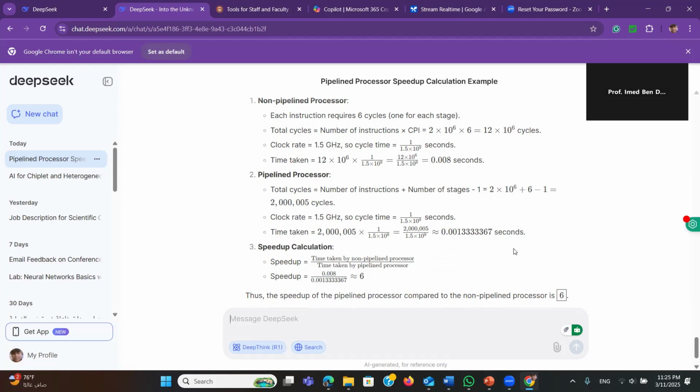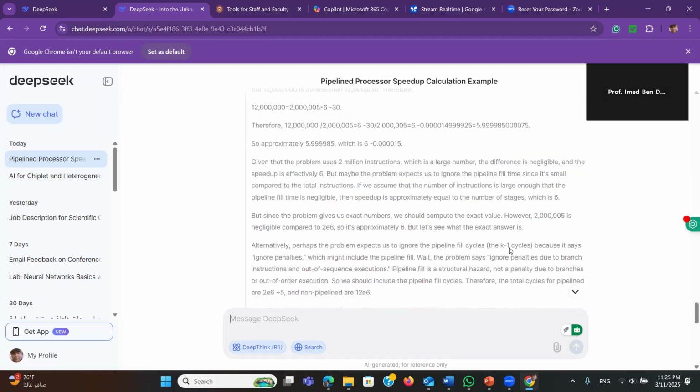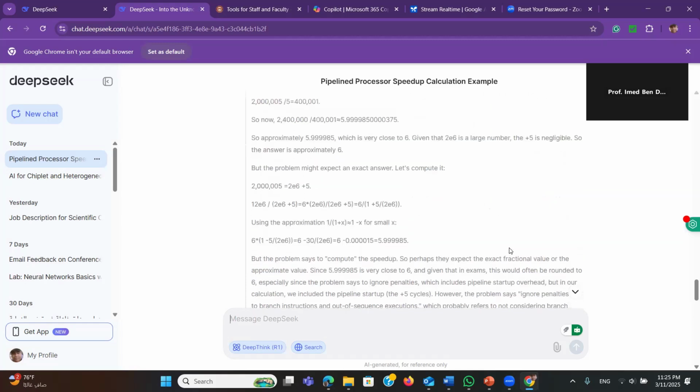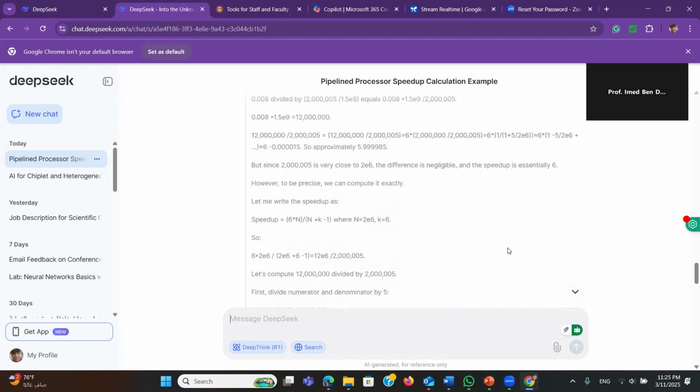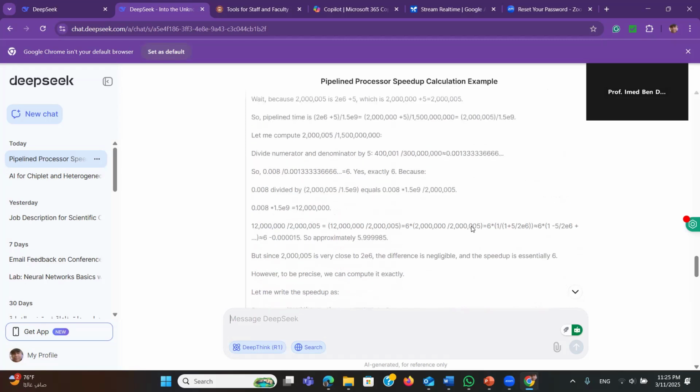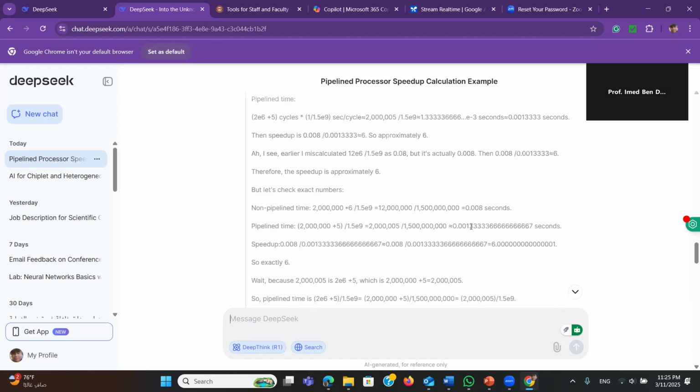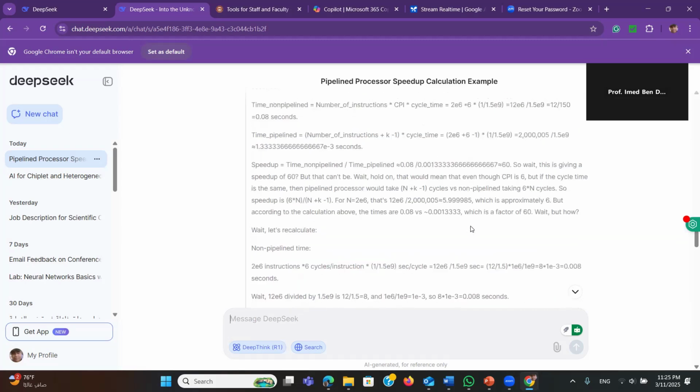You see, for me as a professor, if a student gave me all this calculation, I would get lost following the reasoning. And this is what we call overcomplication, which is, I mean, normal with large language models.